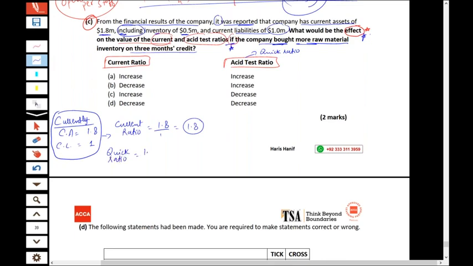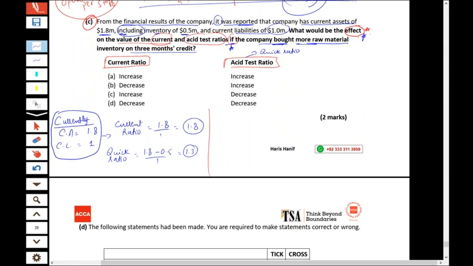Quick ratio was 1.8 minus 0.5 divided by 1. 1.8 minus 0.5 divided by 1, that is 1.3. Okay, this is my current status.